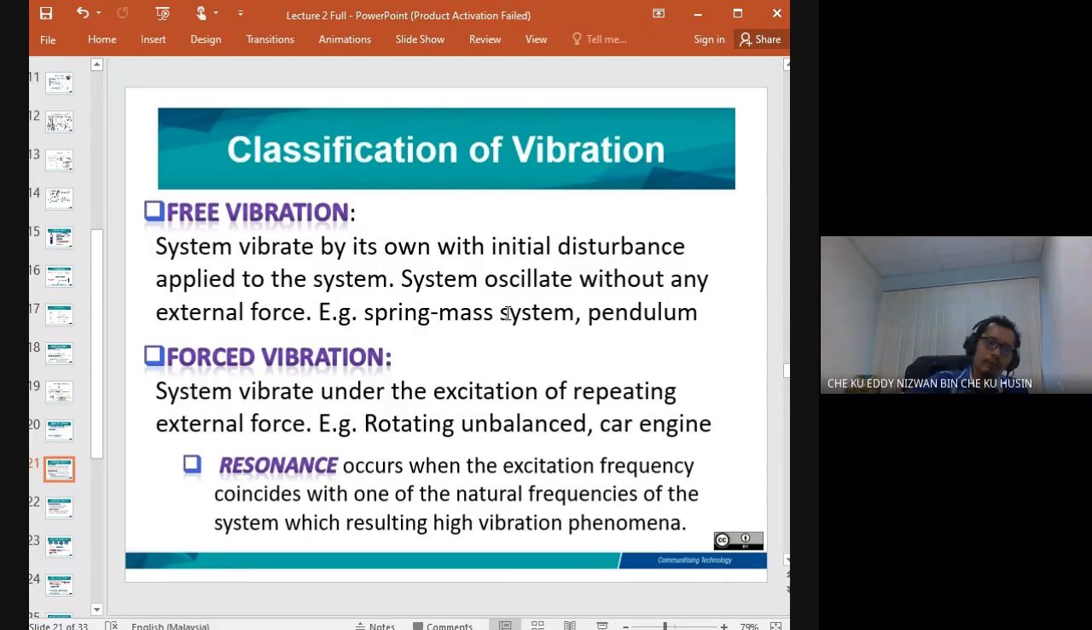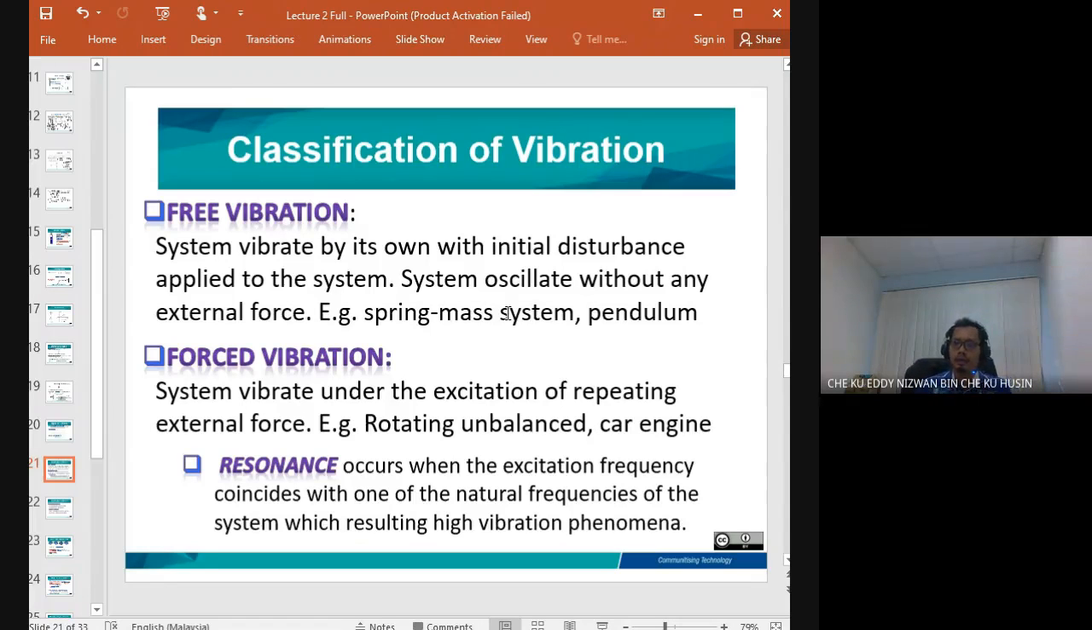So the amplitude, which is the deflection of the vibration, goes up and down. It can go to a higher amplitude if you give a higher value of initial conditions. So that's the concept of free vibration.